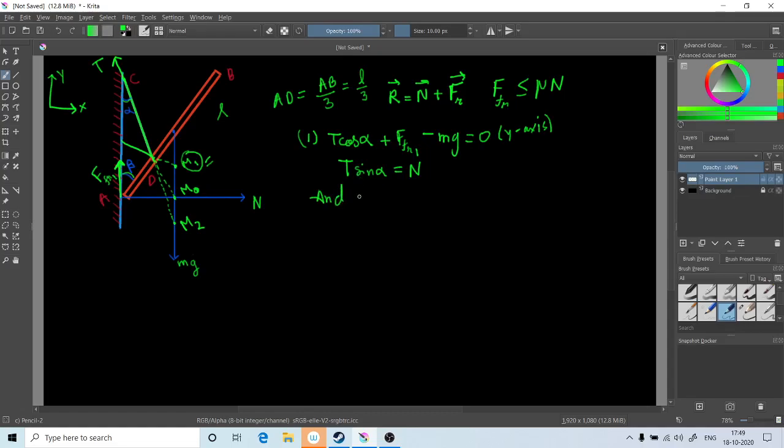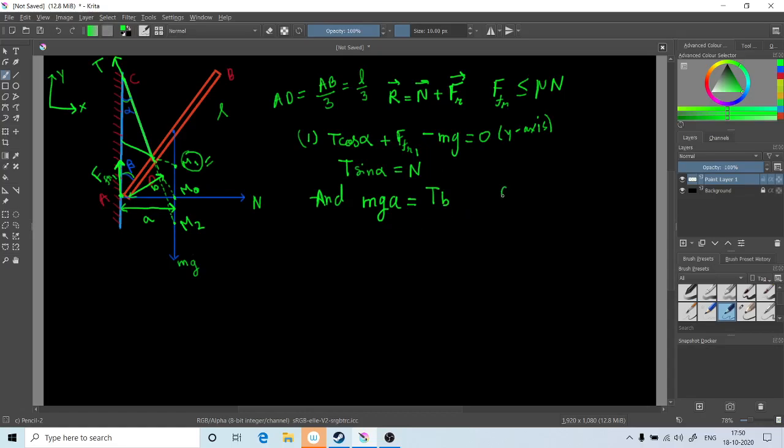And the moment about point A of T and mg: the moments of the friction and normal reaction are zero, as we saw earlier. So mg, the arm, let's name it a, mg a equals the moment of mg about point A. We named the arm a, so mg a equals T b, where b is the arm for T, T b. Now let's find out the values of a and b.